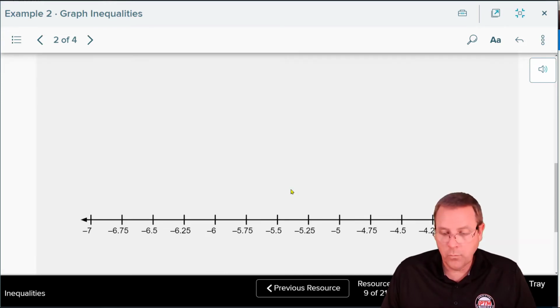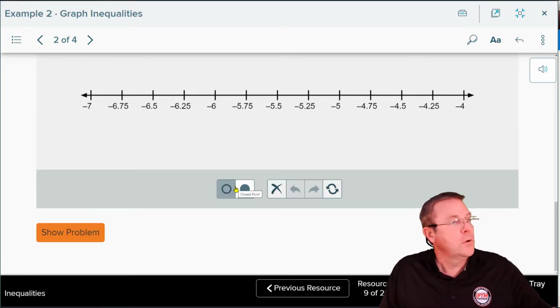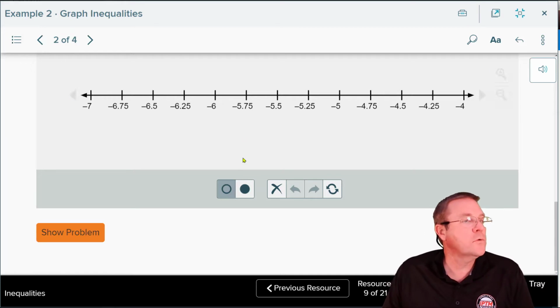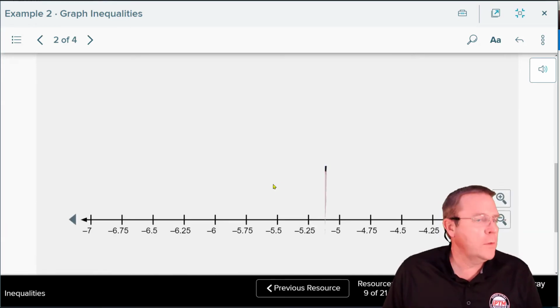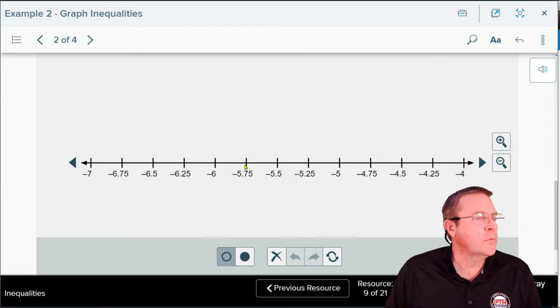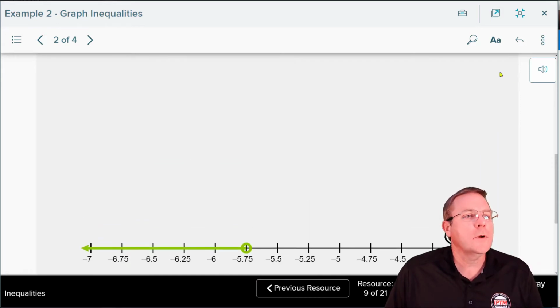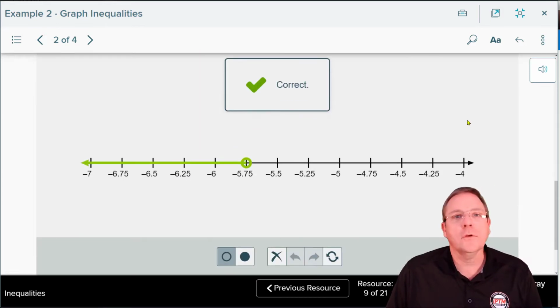Now what happens if we actually want to graph it? Well, to graph it, we're going to need to find an open circle, which is right there, and that open circle is going to go right here on the negative 5 75/100. We're going to grab the open circle, click on the negative 5 75/100, and drag it all the way to the left-hand side. Now you can see that it has ended up being highlighted. So that will be our answer. We're going to hit the check button, and our answer is correct.